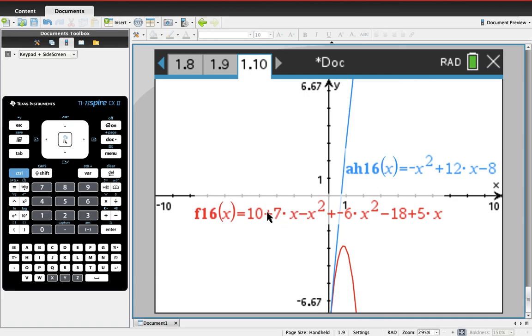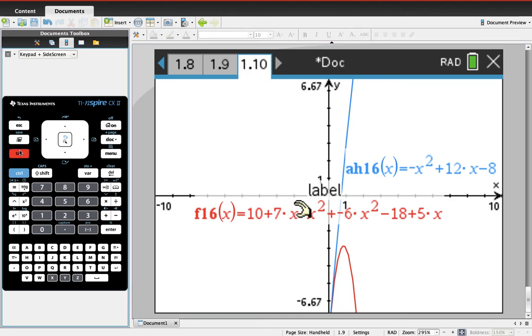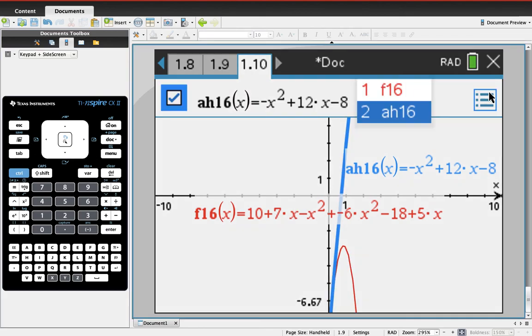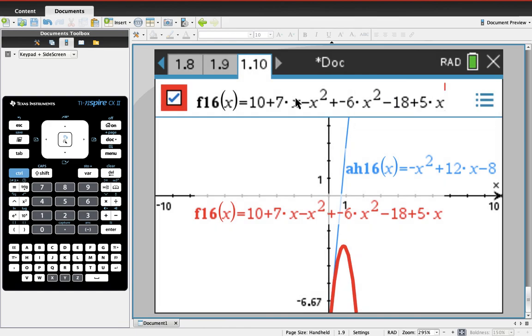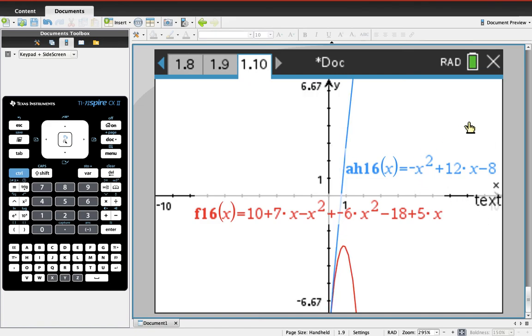This is my mistake here. All right, so let me go ahead and just fix that really quickly. So I'm going to go up to my history menu. Let's do f of 16. So this is 10x plus 7x minus r squared plus negative 6r squared minus 18 plus 5x. That's weird that it is not showing correctly. Oh, there's my mistake.